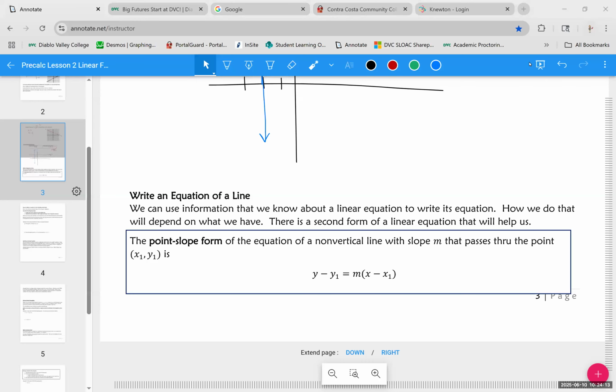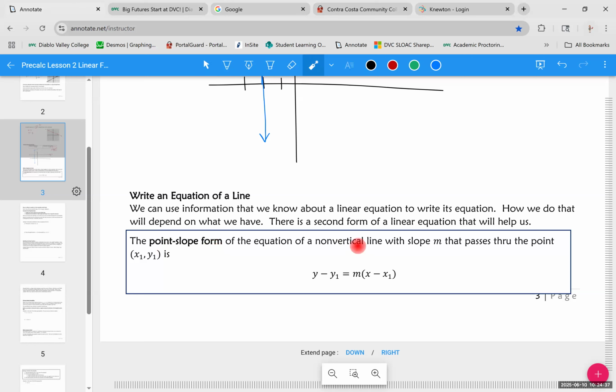Right, we're going to pick up lesson 2 with writing equations of lines. We were just talking about slope and graphing. And so the next thing that we do is we have information about a line and we want to write its equation. So we do have that y equals mx plus b form. That's great. But there is another form that can be even more useful. And it's called the point slope form.